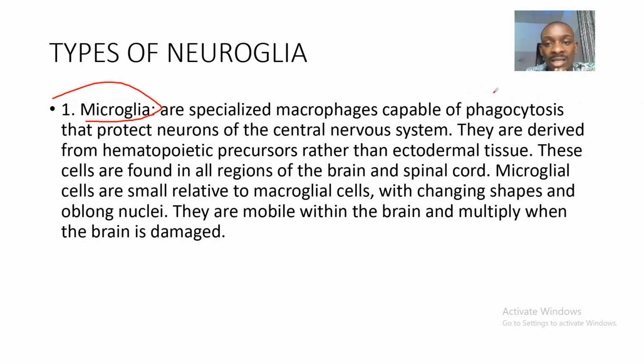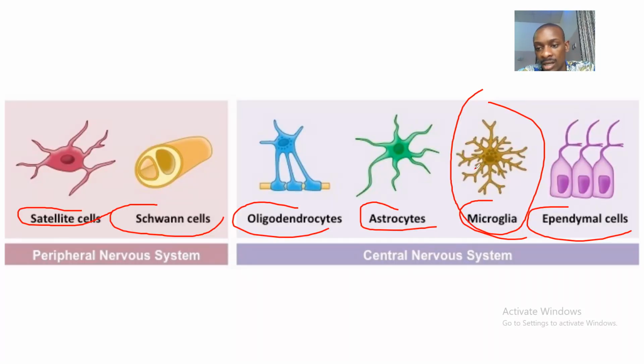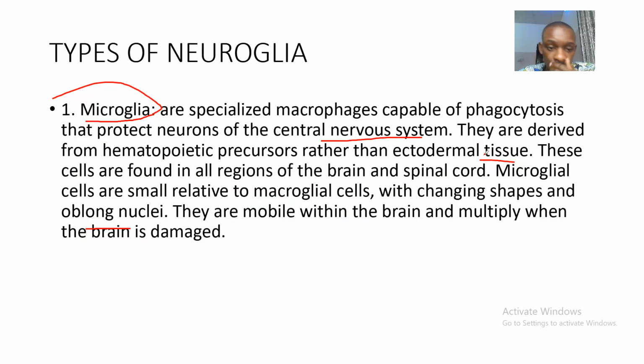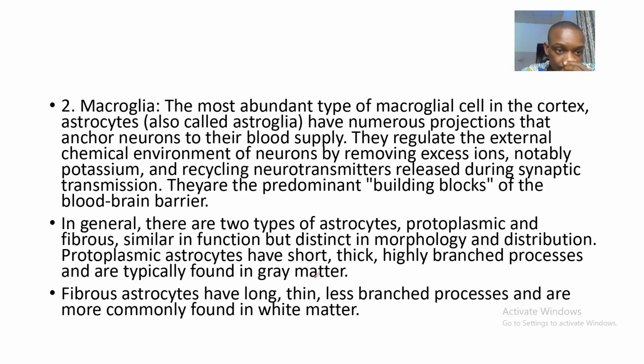We say that the microglia are specialized macrophages capable of phagocytosis that protect the neurons of the central nervous system. They are also derived from hematopoietic precursors rather than ectodermal tissue, and these cells are found in all regions of the brain and spinal cord. Okay, microglia cells are small relative to macroglia cells. Note the difference between microglia and macroglia. They have changing shapes and oblong nuclei. You see the nuclei is oblong and this shape is prone to change. Okay, so they are mobile within the brain and multiply when the brain is damaged.